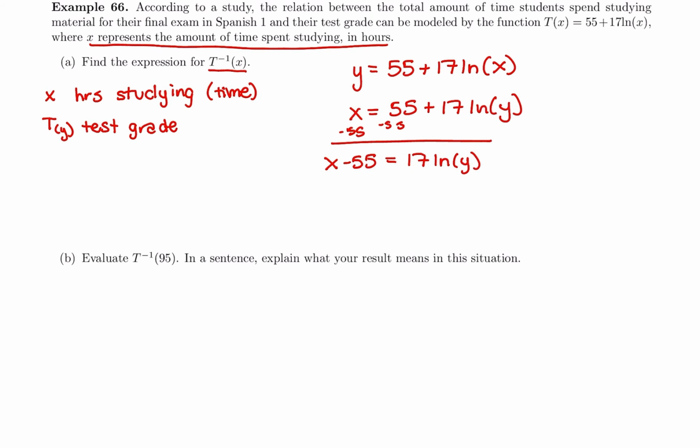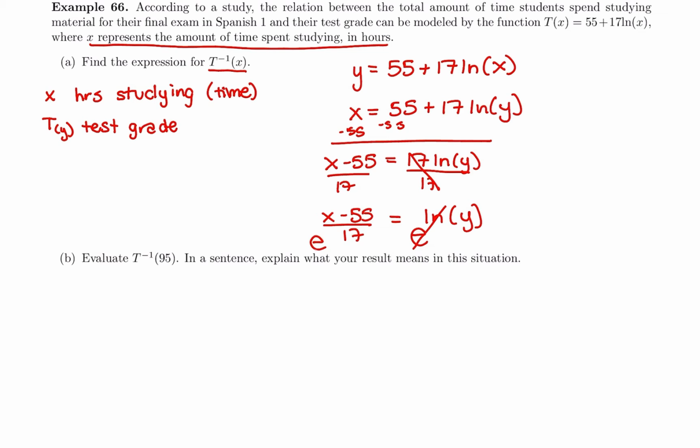I want to get Y by itself, so I don't want that to be multiplied with 17. I want to get rid of that multiplying by 17 by dividing by 17. So I get X minus 55 divided by 17 is the natural log of Y. I want to get it out of the natural log. If I wanted to get it out of log base 2, I'd raise both sides from base 2. If I want to get rid of log base 7, I'd raise both sides from base 7. But here I have ln, which is log base e. So I'm going to raise both sides from base e to get it out of there, cancel it out.